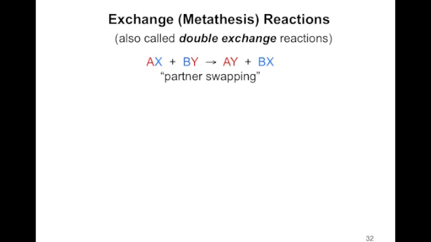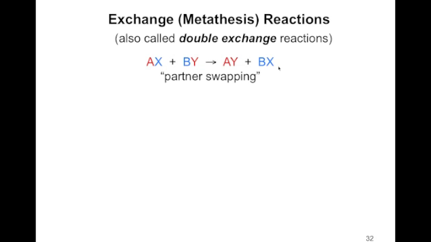One of them is the so-called exchange or metathesis or double exchange reaction. You can think of this as partner swapping. So imagine compound AX consisting of two pieces, A and X. They could be ions, so A could be positively charged and X could be negatively charged. Same thing with formula BY. We can see a pattern here that A and Y come together and B and X come together. So we call this partner swapping. And it's definitely a hallmark of precipitation reactions.